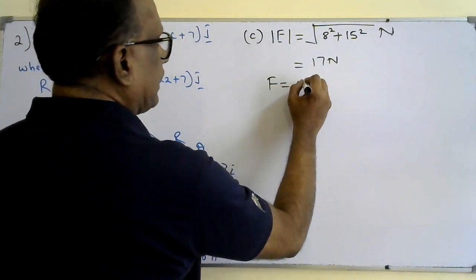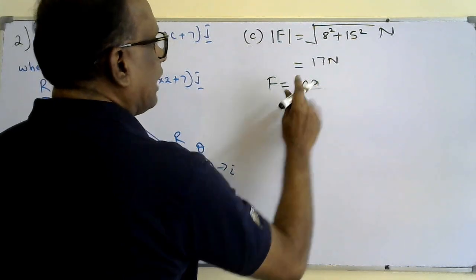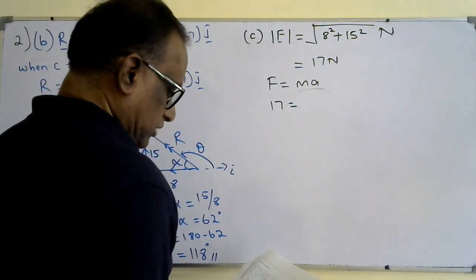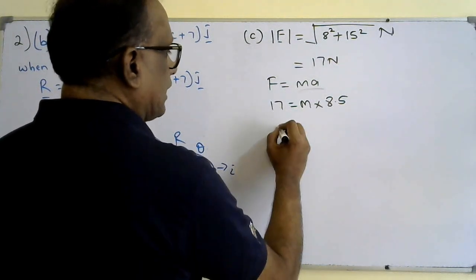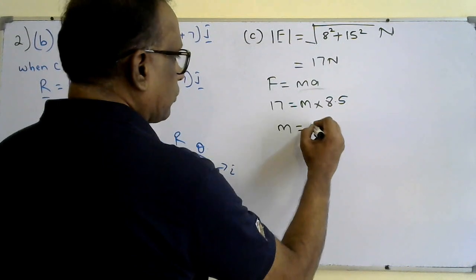F equals ma, Newton's second law. F is 17. The mass is the question. The acceleration is 8.5. So the mass will be 2 kilograms.